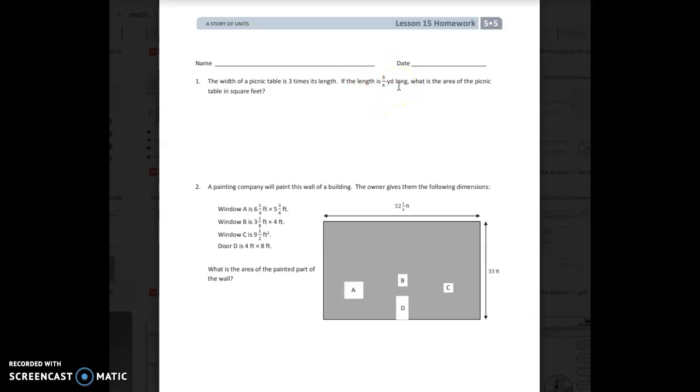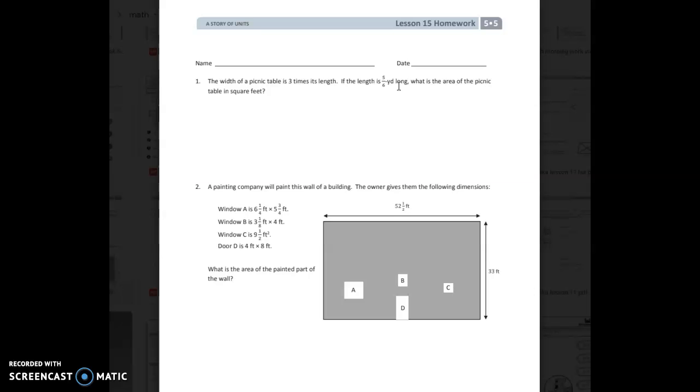Once you've got those two measurements, the width and the length, then you're going to take the answer that you got for the width, whatever 3 times the length is, and multiply that number by 5/6 of a yard. That will give you the area of the picnic table. Don't forget about your label. Make sure you've got that.